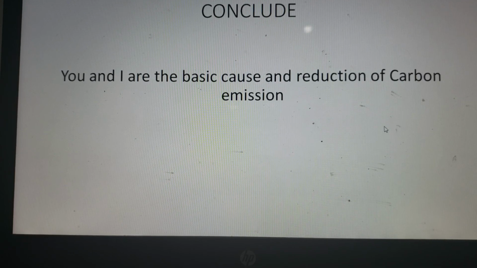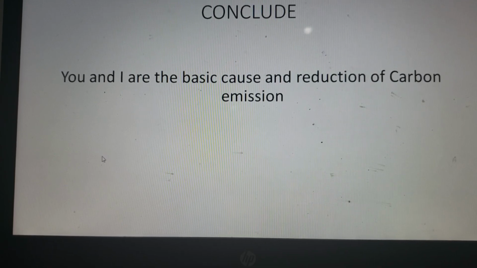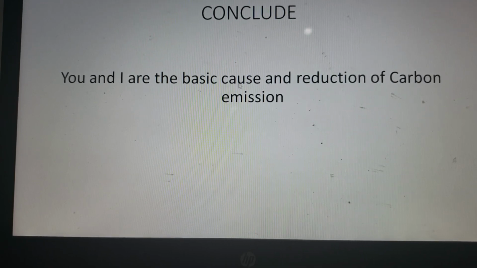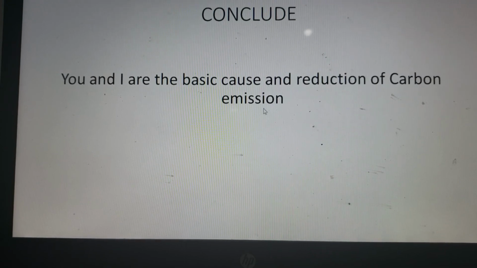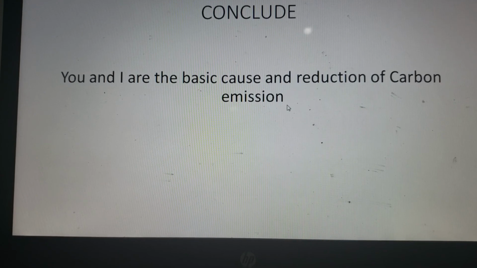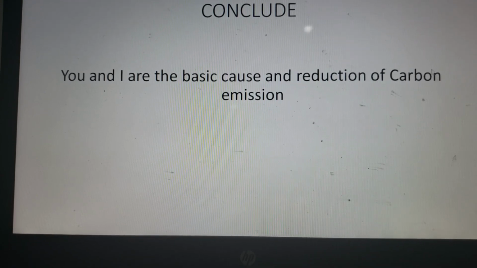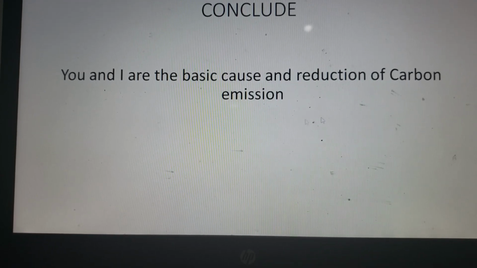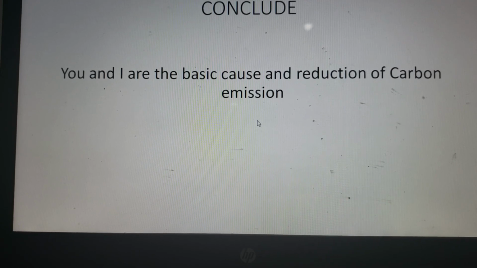To conclude, you and I are the basic causes of carbon dioxide emissions. But on the other hand, we are the reduction of carbon emissions if we can follow what we suggest.